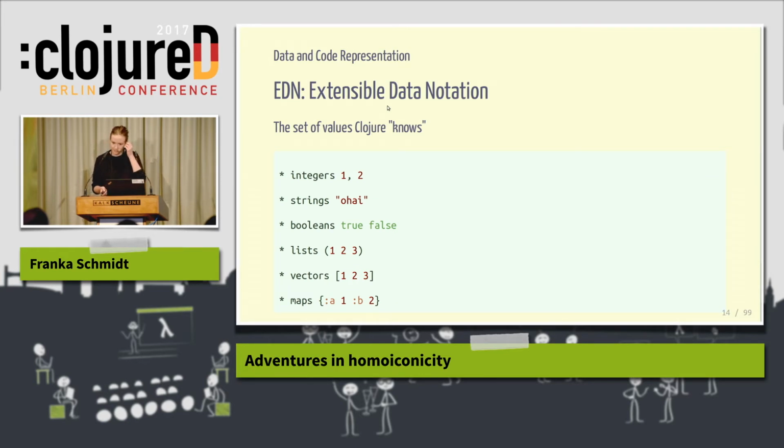So I've said a bit about Clojure's data and data structures. To understand what these data structures actually are, I want to introduce you, if you don't already know, to EDN. EDN is the set of values that Clojure knows. Some of these are really obvious: integers, strings, booleans. And then we have things like lists, vectors, and maps.